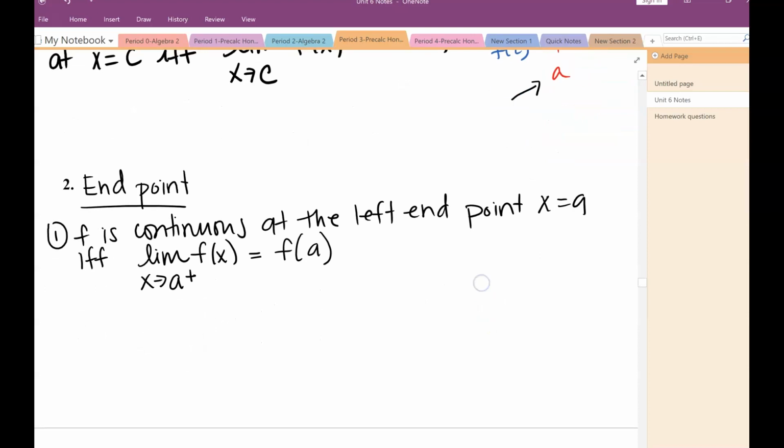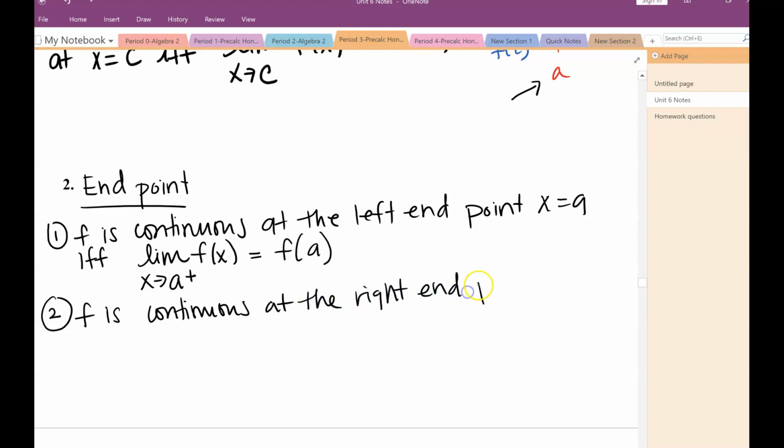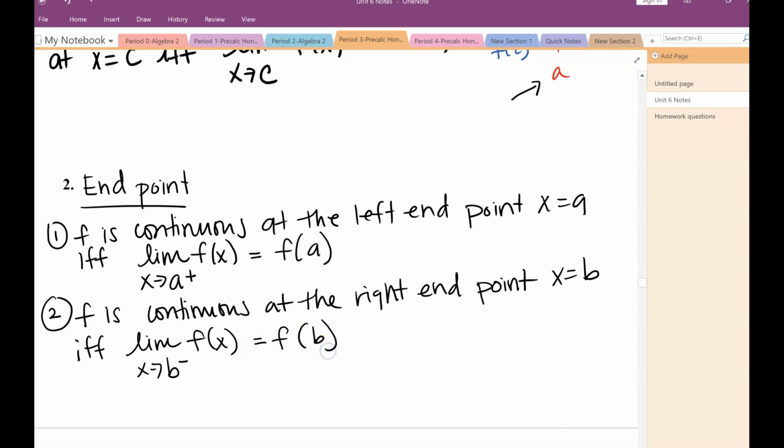Case number 2, f is continuous at the right endpoint. In this case, we use b. At x equals b if and only if the limit as x approaches b from the left side of the function equals its algebra value. So what this means is that the endpoint must be closed for you to say that the endpoints are continuous.